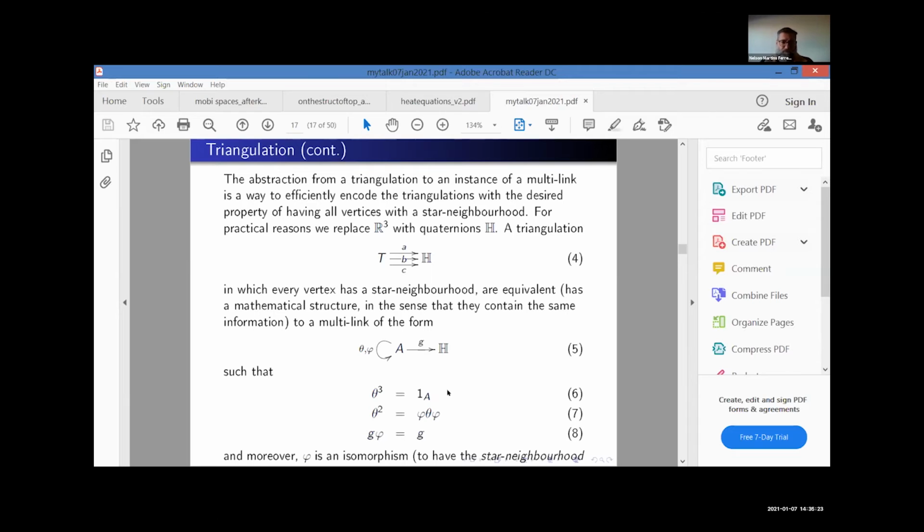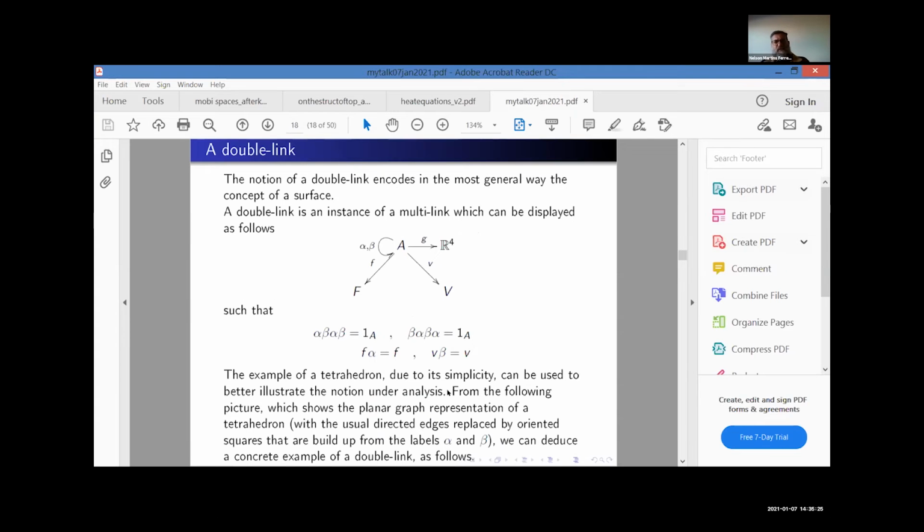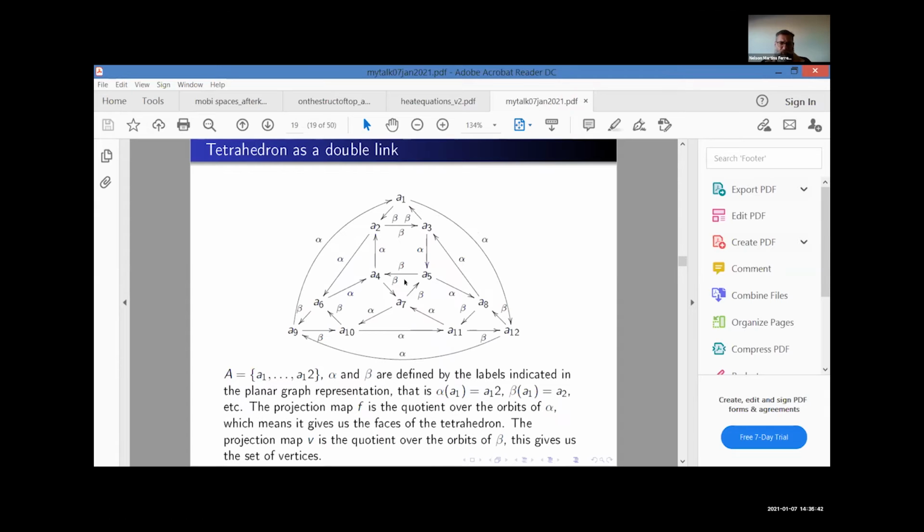And so this is actually a very powerful and expressive tool, so that instead of a triangulation, we can work with square links, double links, etc. Just to give you the idea, but not entering into much detail.